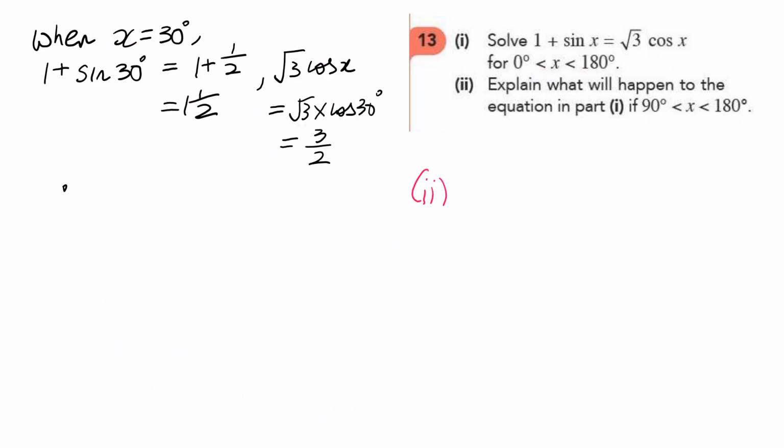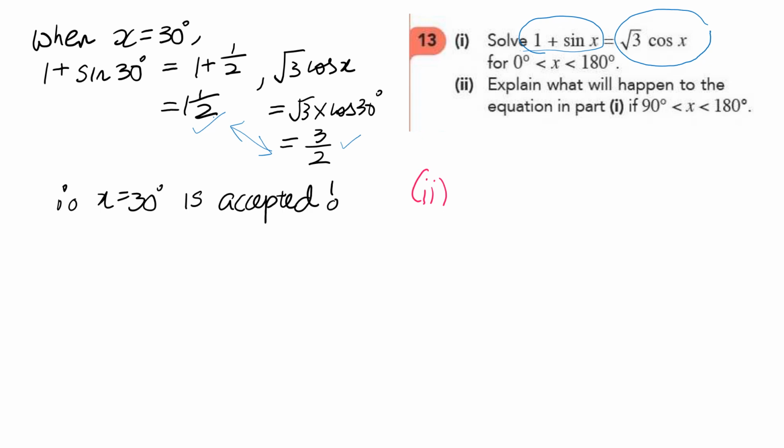Right, so how do we do it? We just basically need to substitute when x is 30 into your original equation. The original equation given is 1 plus sine x, so we find the value for 1 plus sine x. So 1 plus sine 30 gives you 1.5. And then we try to find the value for the right-hand side, which is square root 3 times cos x. So square root 3 times cos 30, you just use a calculator to evaluate, you get 3 over 2. So both answers tally, which means x equals to 30 is one possible answer.